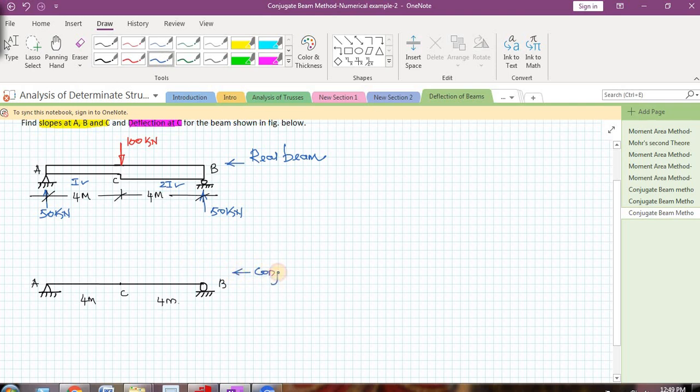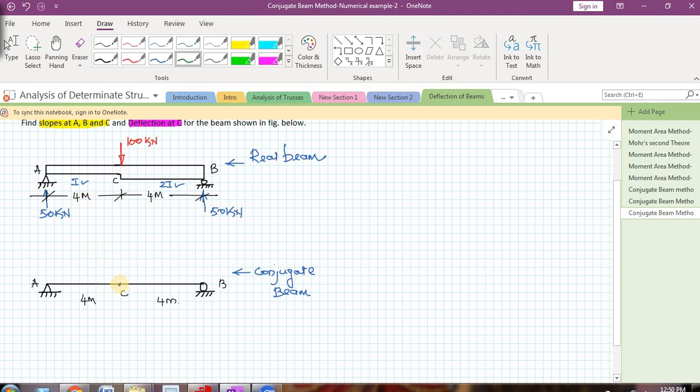Now you can see here the conjugate beam has the same span as that of the real beam, and it also has the same types of supports as that of the real beam. Now the loading on the conjugate beam is a trickier one. What you have to do, you have to do very exactly and accurately. Now the loading on the conjugate beam will be the M by EI diagram of the real beam. Now you should be very careful.